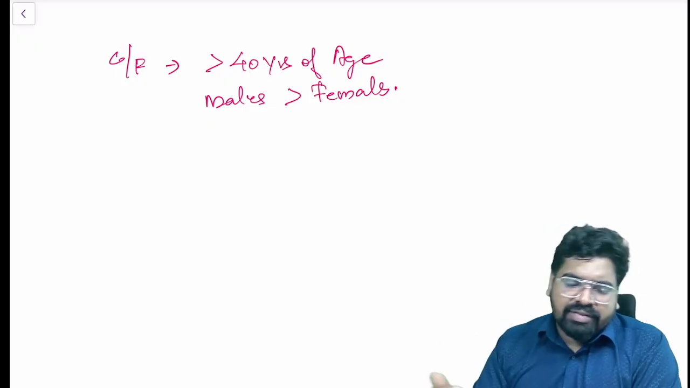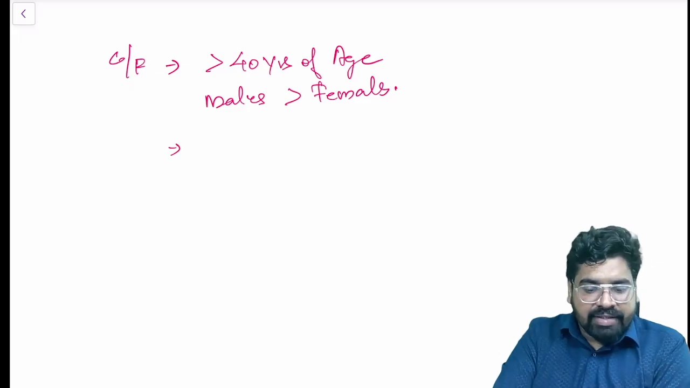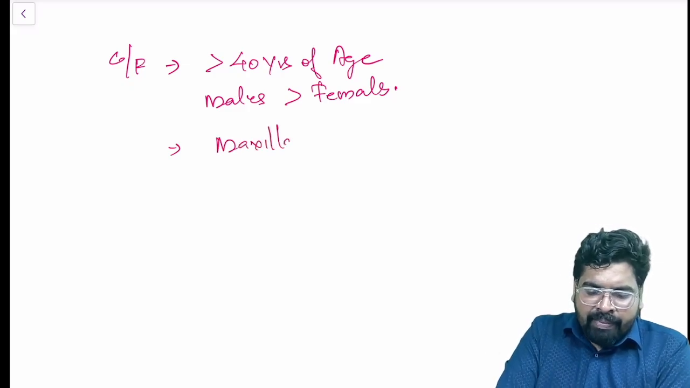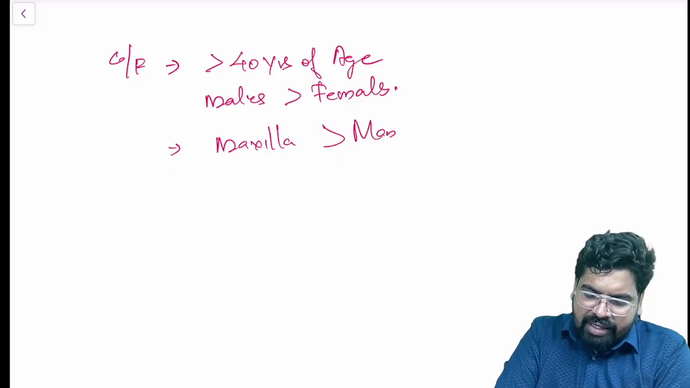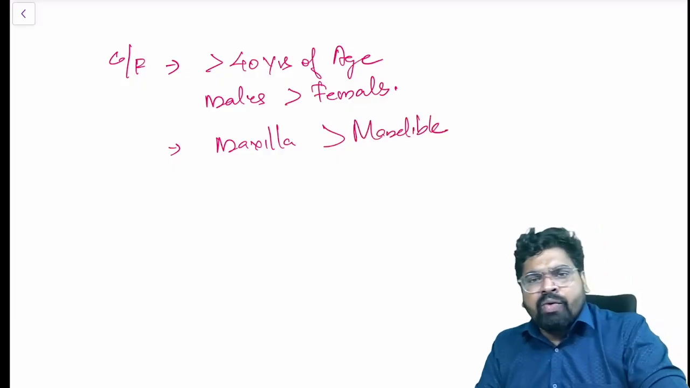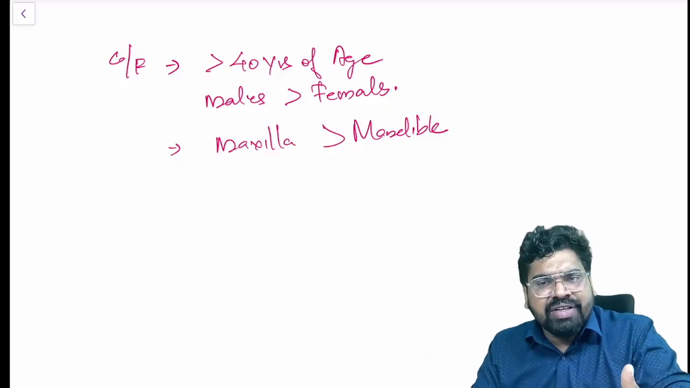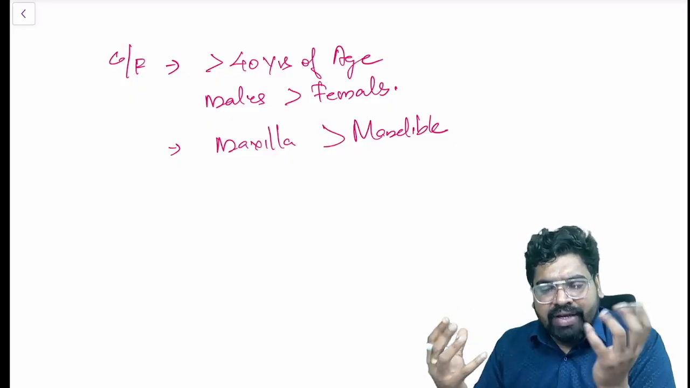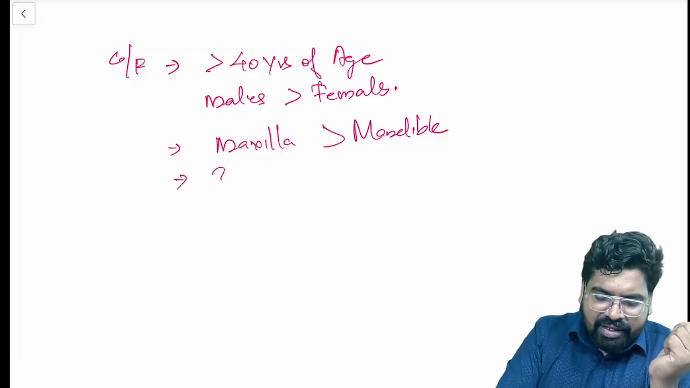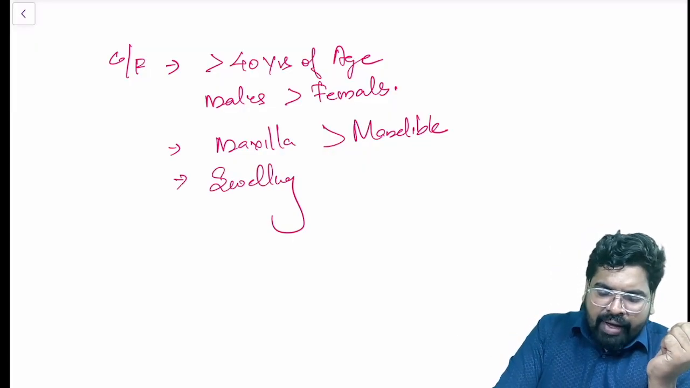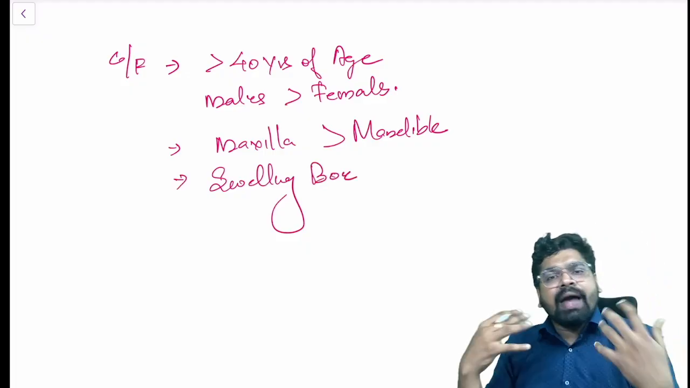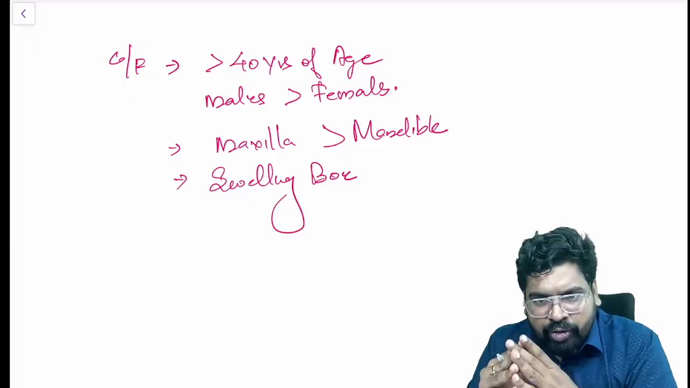Now what else are the findings here? Your maxilla is more affected than the mandible. Maxilla is more affected than the mandible. And another feature you see is swellings. You see expansion, you see swellings in the bone. Actually it is said that the bone is expanding. It will resorb and it will expand.